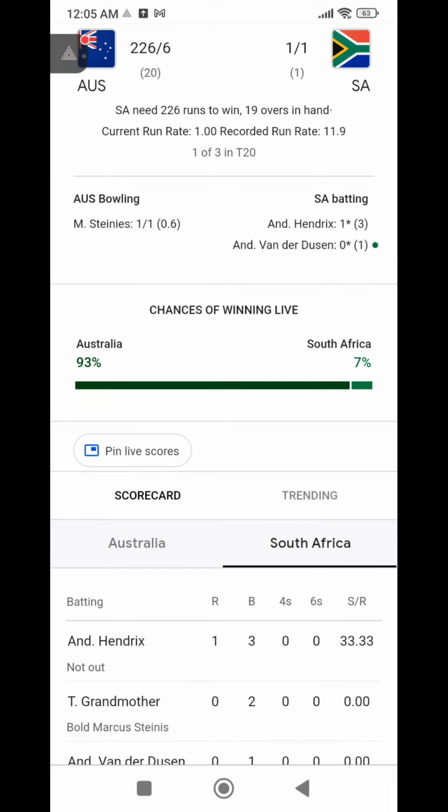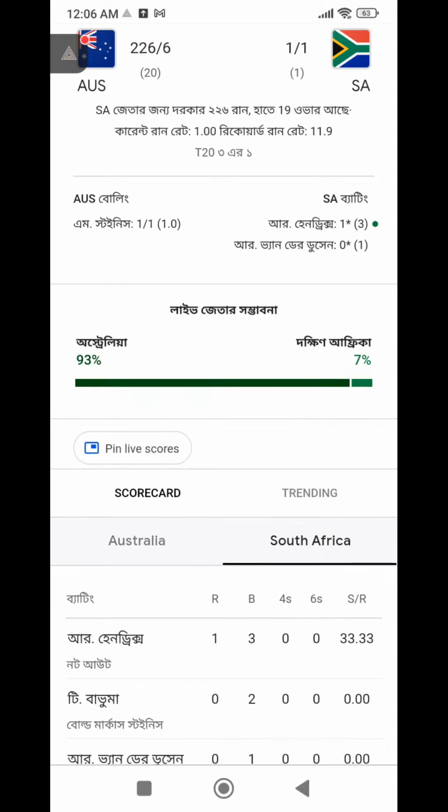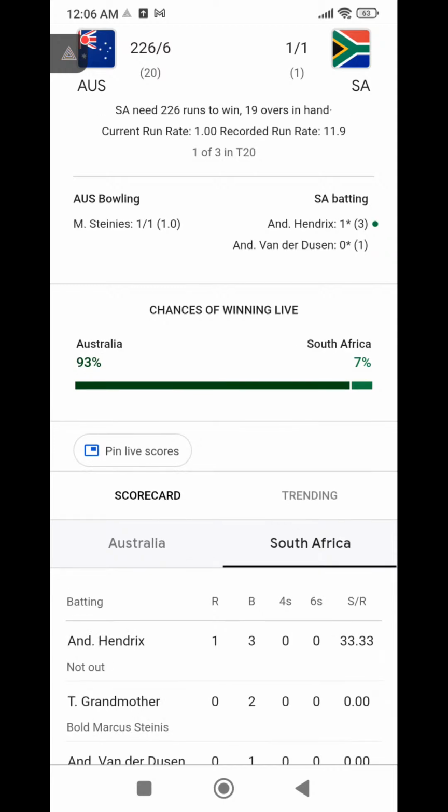Temba Bavuma bowled by Marcus Stoinis. The two not out batsmen of South Africa are Hendricks, 1 of 3, and Van der Dussen, 0 of 1. So Australia 226 for the loss of 6 wickets in the stipulated 20 overs. In reply, South Africa 1 for 1.